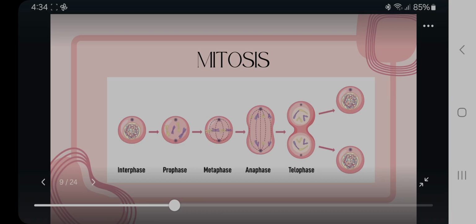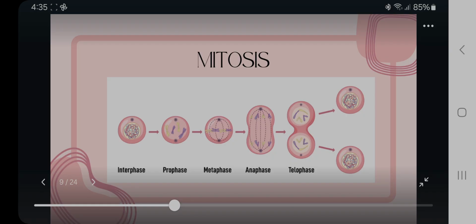In metaphase, the chromosomes line up along the equator of a cell. Anaphase is where the chromatids separate and move to opposite sides of the cell. And in telophase, the chromosomes unravel and the nuclear envelope forms around each group of chromosomes, to make two nuclei, resulting in two identical nuclei being formed.